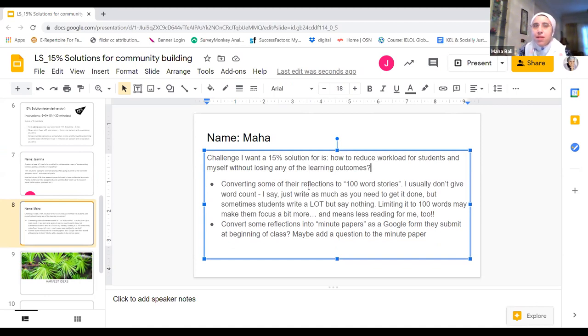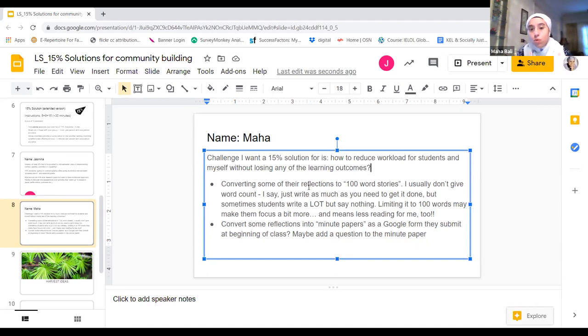But a lot of times, and I don't give them a word count usually, what ends up happening sometimes is that they think that if they write more, it's going to be better. And they just write a lot of crap, like just fillers. And so I thought of this thing where I give them what I'm calling 100-word stories. One of my friends does a lot of this, and there are a few people who do these things.